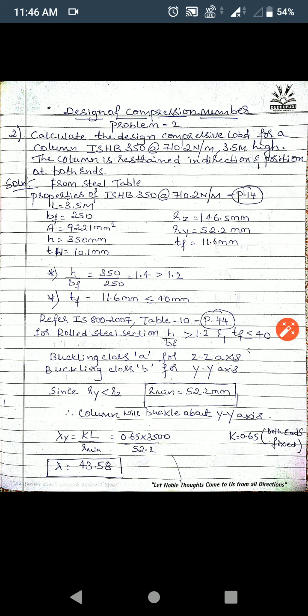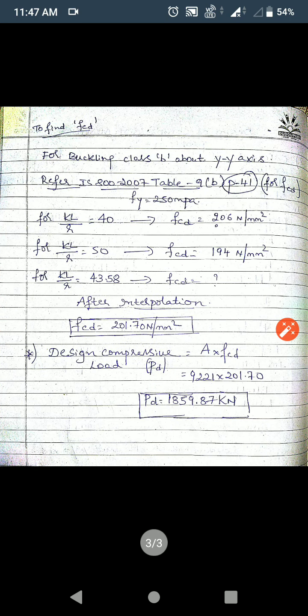This slenderness ratio value is used to calculate the design compressive stress. Design compressive stress is given in table 9B, page number 41. Since it is buckling class B, we have to refer to table 9B. In the previous problem we got buckling class C, so we referred to table 9C. In this problem we got buckling class B, so we are referring to table 9B. For slenderness ratio 40, the design compressive stress fcd is 206. For slenderness ratio 50, the design compressive stress is 194.